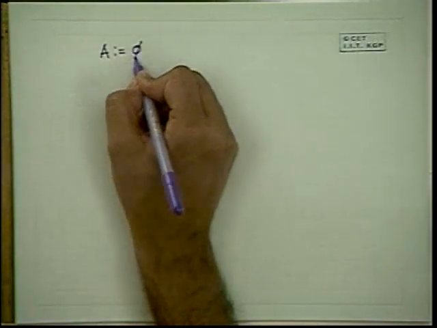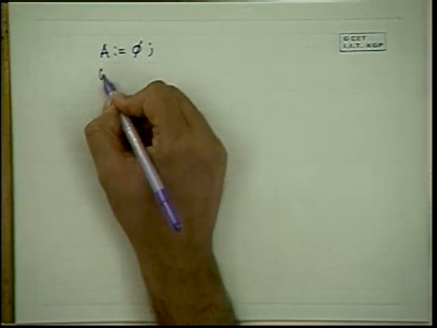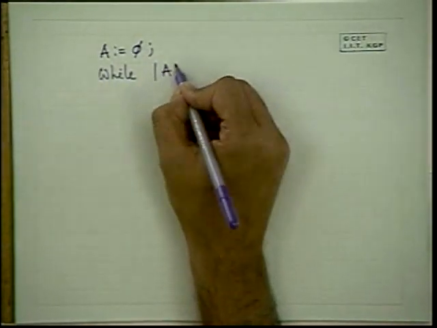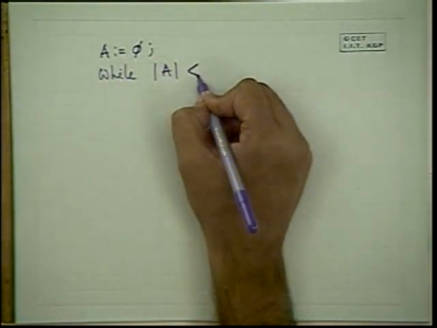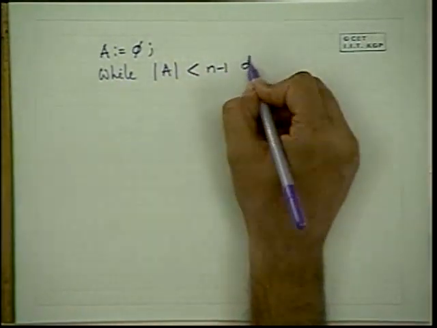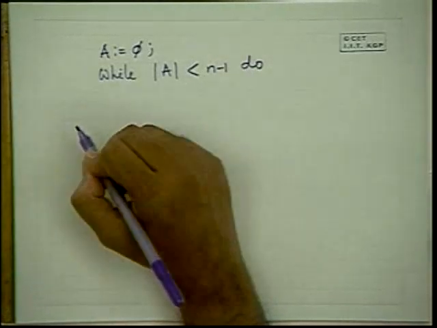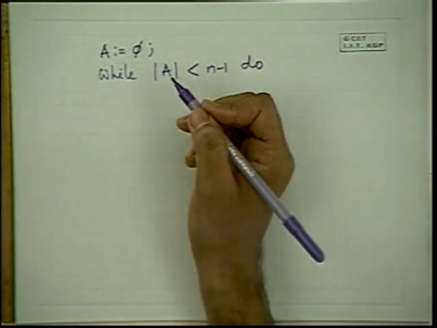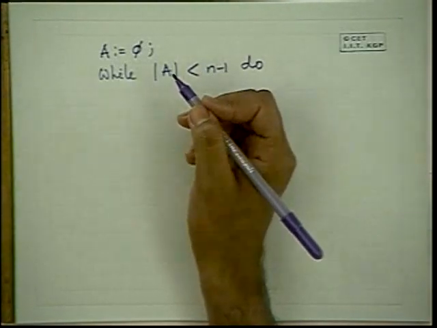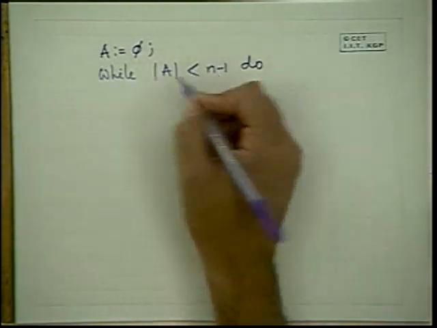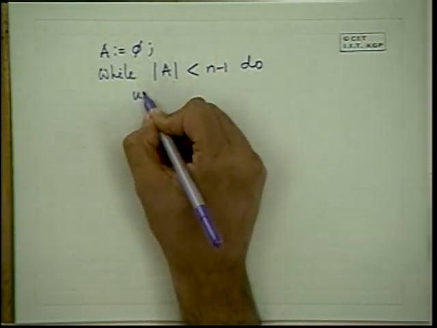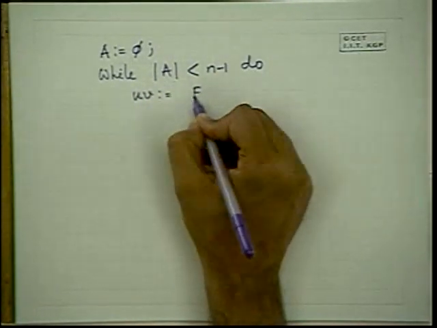So initially the edge set A is empty, while the cardinality of the edge set A is less than n minus 1. When you have already extracted n minus 1 edges, that means you are done, because you know a spanning tree has exactly n minus 1 edges. So while |A| is less than n minus 1, do uv equals extract min.